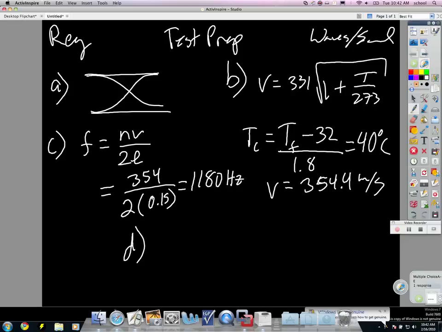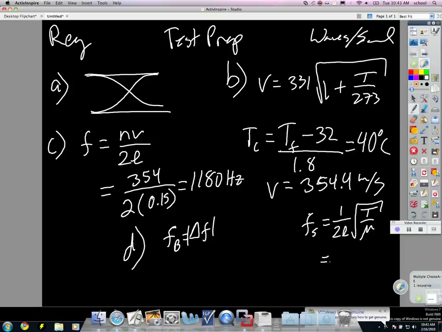And then part D, or part A4, I guess I should have called it. Sorry about that. So we know that a couple of things. Beat frequency is equal to the absolute value of the difference in the other frequencies. So the frequency of a string is 1 over 2L times the square root of T over mu. So what frequency does this come out to be?